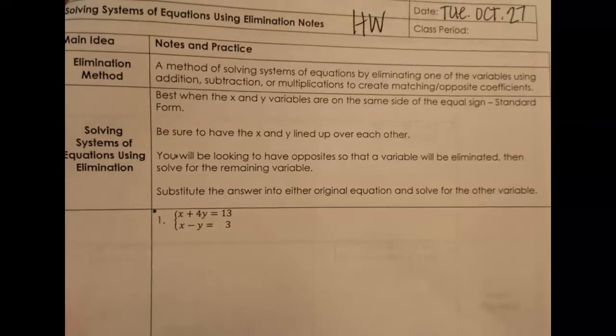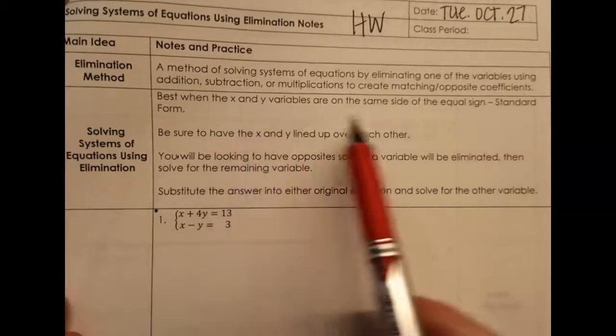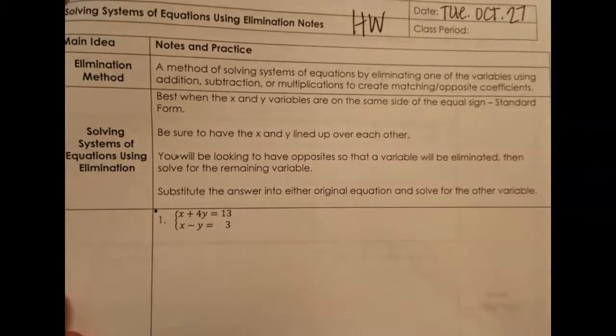So the elimination method is a method of solving systems of equations by eliminating one of the variables using addition, subtraction, or multiplication to create matching opposite coefficients. So you want to eliminate or get rid of one of the variables. That's your goal. To solve this is best when x and y are on the same side of the equal sign. That's standard form.